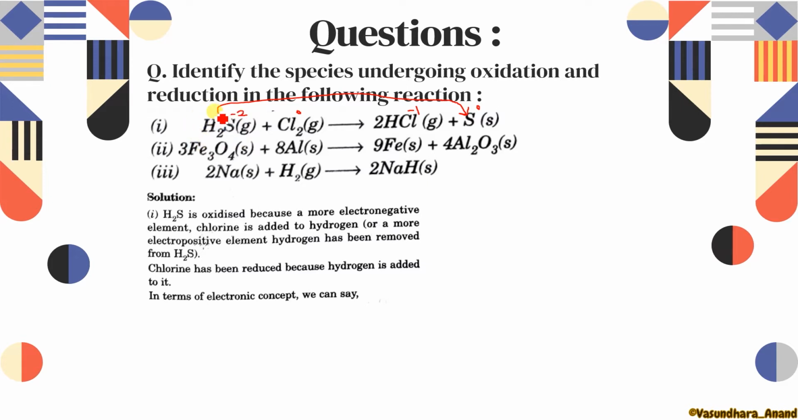It is H2S. It is oxidized because a more electronegative element, chlorine, is added to hydrogen, or the electropositive element hydrogen has been removed from H2S. You can say that, or in terms of oxidation number you can also explain. While chlorine is undergoing reduction.